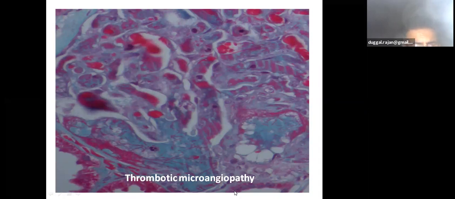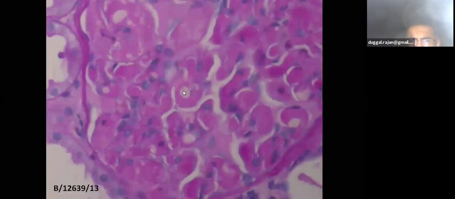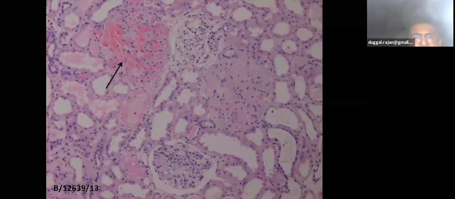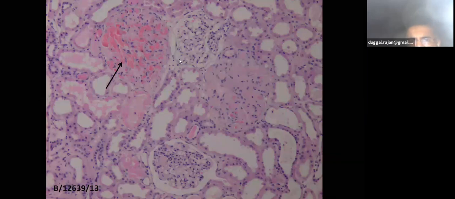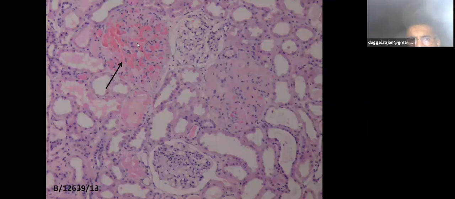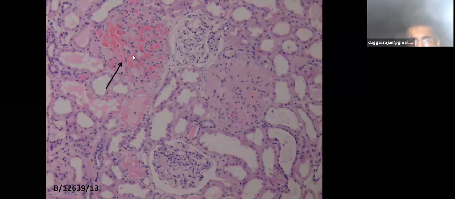So kindly explain light microscopic image of TMA. Okay, so I'll show you that. I'll go to the same case. What you can see here, just compare, this is an H and E stain. This is the normal glomerulus. Just compare this glomerulus with this glomerulus, and you can see bright colored cells. These are RBCs. So this glomerulus is congested. It is bigger than this glomerulus.